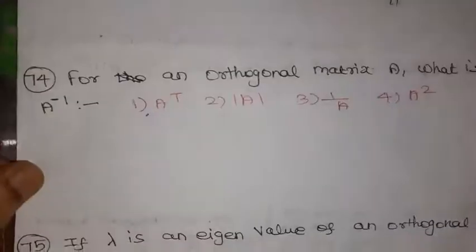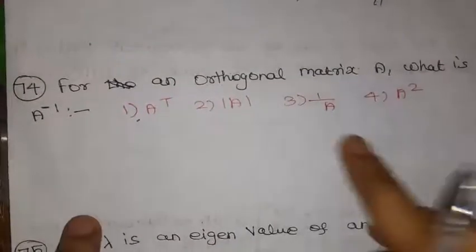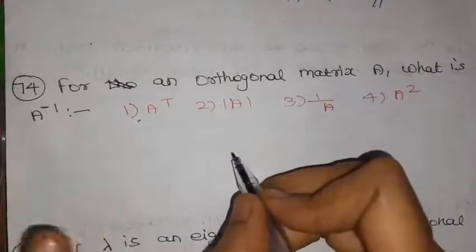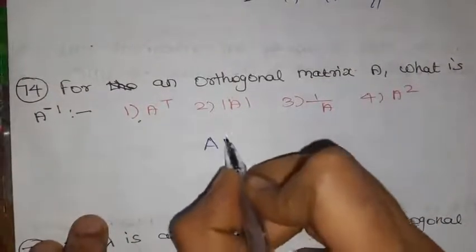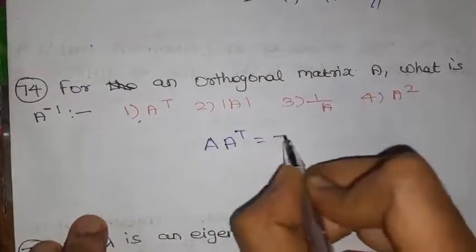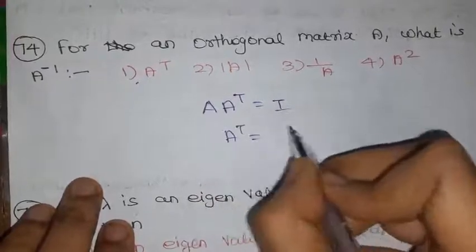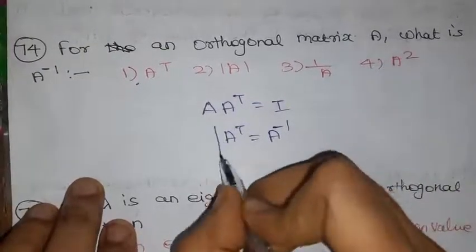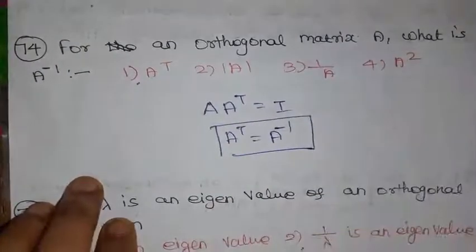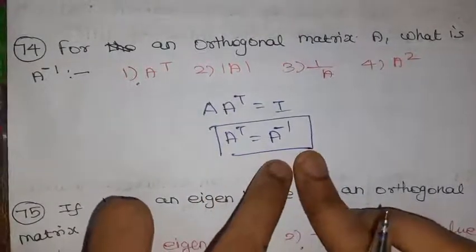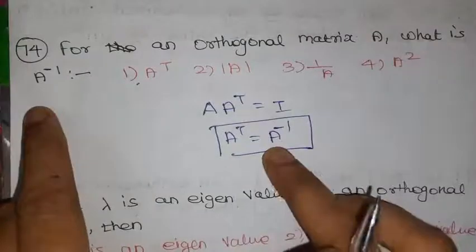Then 74. For an orthogonal matrix A, what is A inverse? So actually what is an orthogonal matrix A? A transpose A equal to I, which means that A transpose will go to that side as A inverse. This is the condition for the orthogonal matrix. For an orthogonal matrix, A transpose is equal to A inverse. So, what is A inverse? A inverse is equal to A transpose.